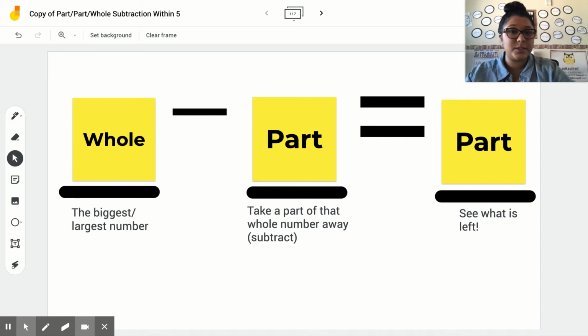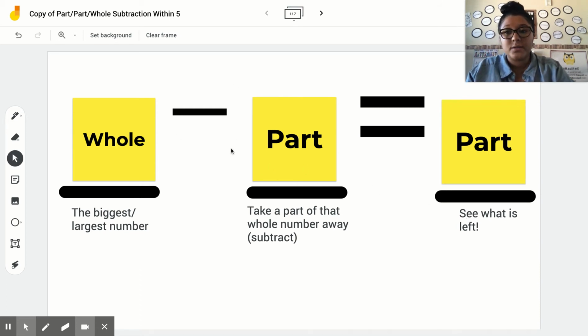When you subtract, you are taking away. If you see here, I have the whole number. That is the biggest or largest number in our equation. Then we have a part, and we take a part of the whole number away, we subtract it, and then it equals whatever is left.